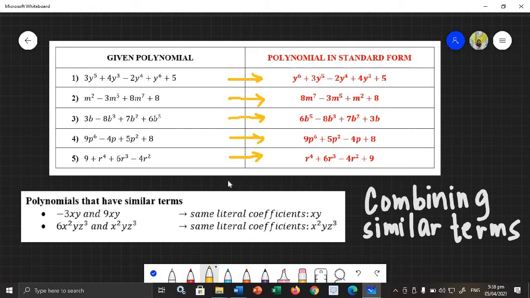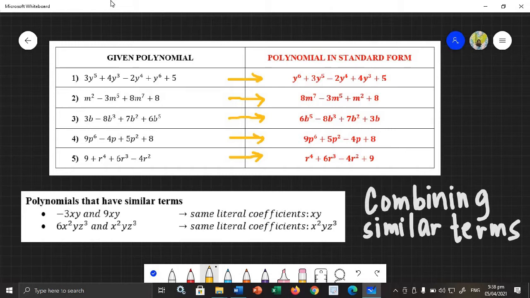Basically, in arranging polynomials in standard form, you need to make sure that the exponents are in descending powers. So the one with the highest exponent comes first, until the very last is your constant number. If there is no constant, then it's fine. And that is how you arrange polynomials in standard form. You just look at the exponent. Okay, and you need to make sure that the very last is the constant. If there is no constant, it's fine. Just make sure the exponents are arranged in descending powers.